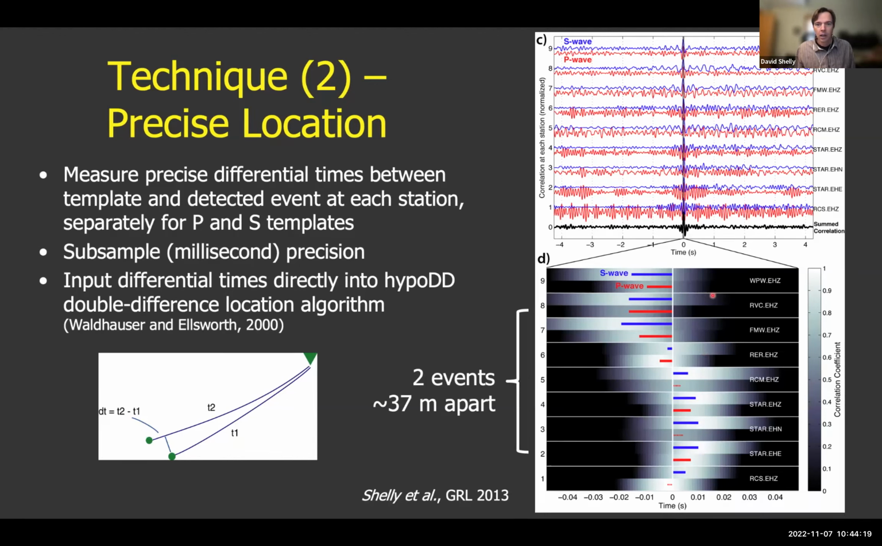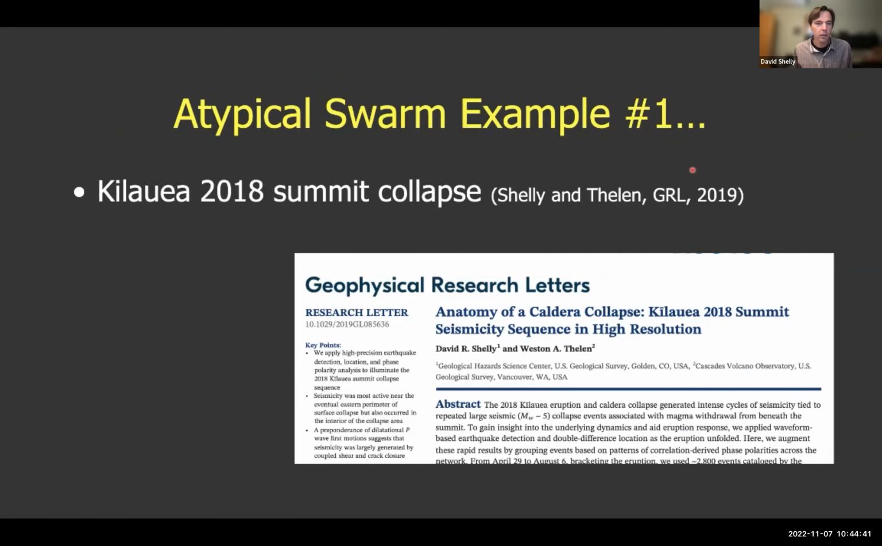And we're combining these relative measurements between hundreds, in some cases thousands, of templates, and many, many detected events in the continuous data. Okay, so that's kind of the basics of the first part of what we're doing here.